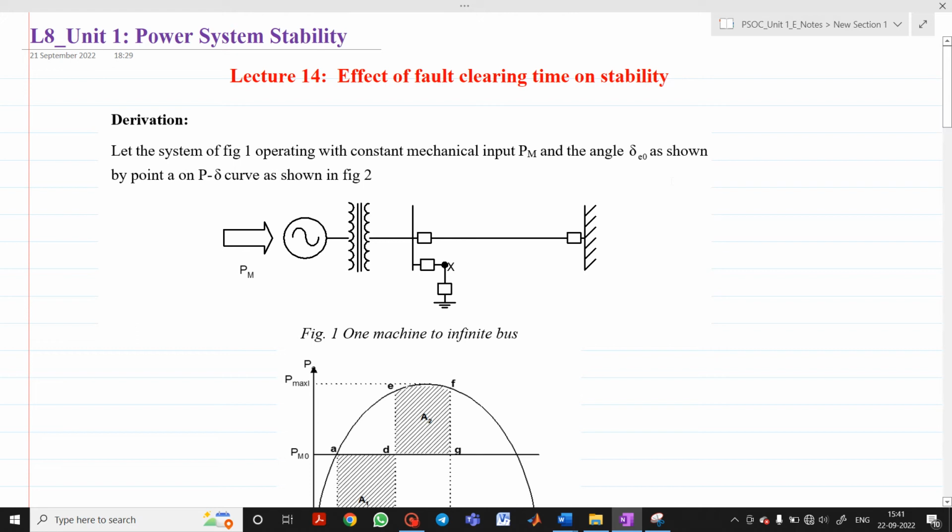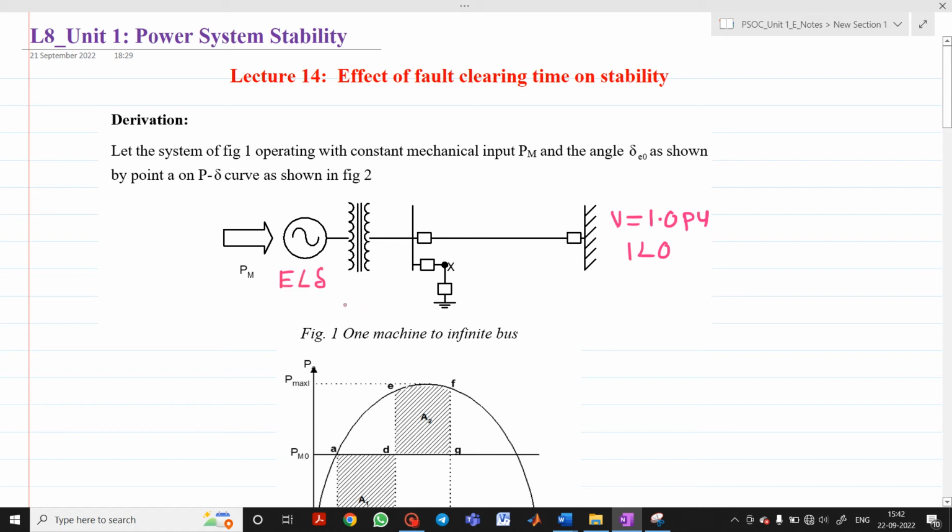Let us consider that there is one synchronous generator which is supplying power to the infinite bus through a transfer reactance and a transmission line. So this is your infinite bus whose voltage is V equal to 1 per unit, or you can write it as 1 at an angle 0. Here, let's say the voltage of the generator is E at an angle delta.